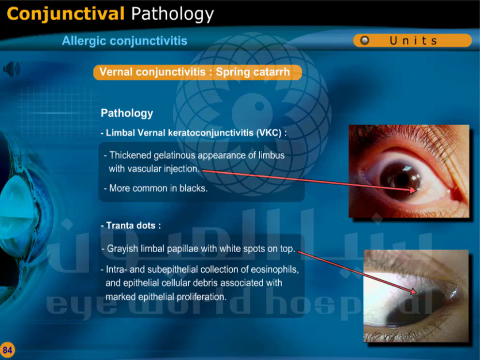Limbal vernal keratoconjunctivitis is more common in blacks and shows thickened gelatinous appearance of limbus with vascular injection. Trantas dots appear as grayish limbal papillae with white spots on top. Intra and subepithelial collection of eosinophils and epithelial cellular debris associated with marked epithelial proliferation occurs.